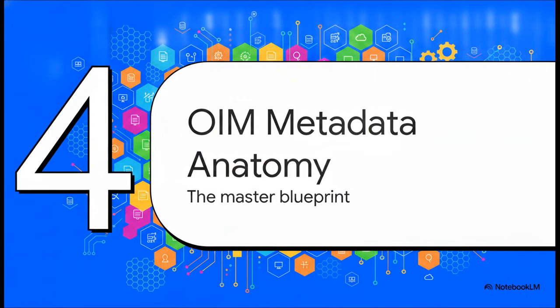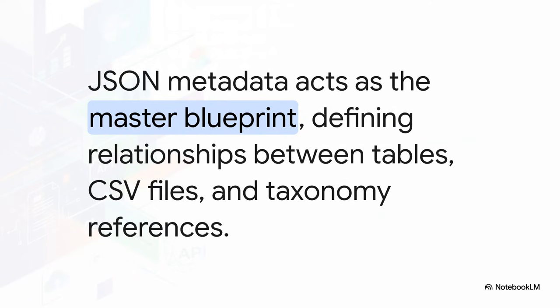Moving on to part 4, the anatomy of OIM metadata. We just mentioned the master blueprint. Since the OIM means we've said goodbye to that rigid, error-prone XML hierarchy, we need a new kind of glue to hold all this distributed data together. And that's exactly what the JSON metadata does. It acts as the master blueprint, defining the precise relationships between the tables, the individual CSV files, and the taxonomy references.